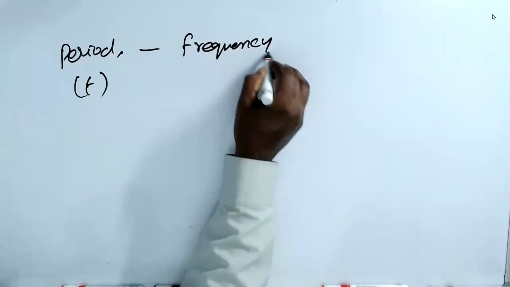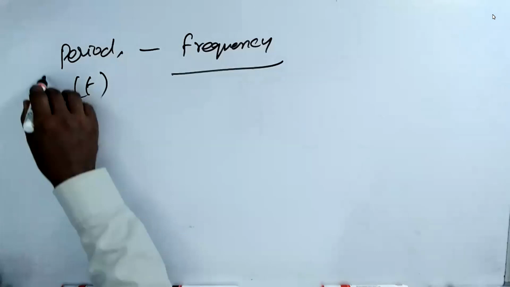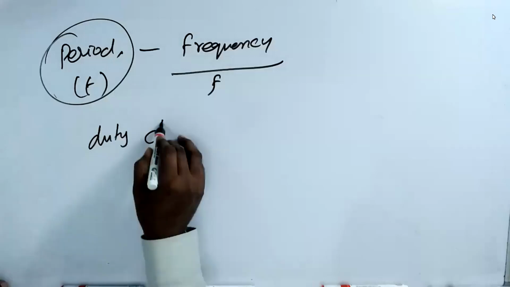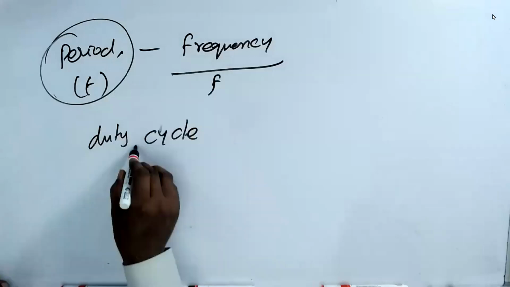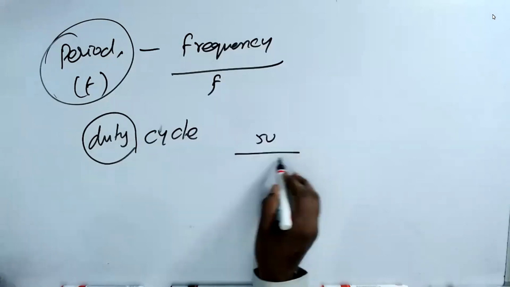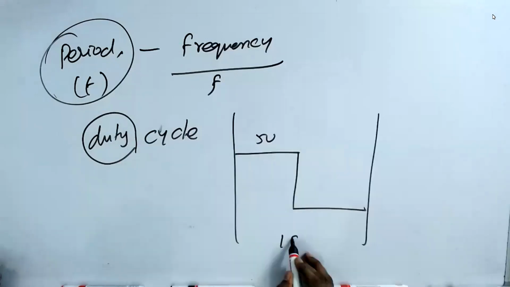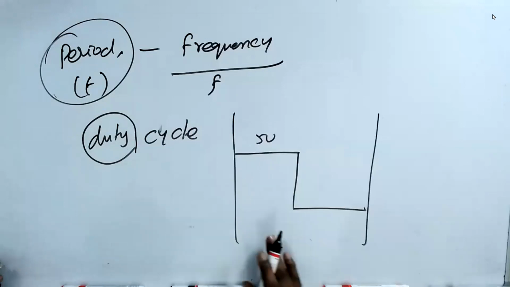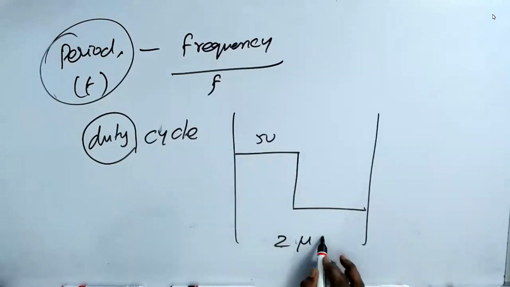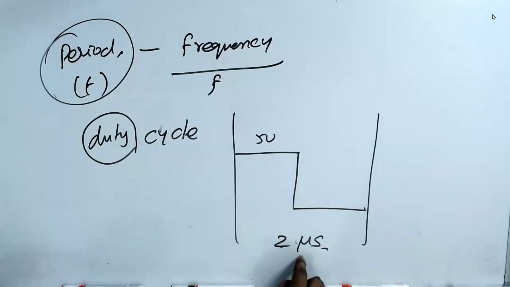Now you know T and F. The next one is duty cycle. As I told you, duty is the one which is going to be performed. When this is 5 volt, duty is going to be performed. The total period is, let us assume, 2 microsecond. This gives you the frequency. If I say the period is 2 microsecond, then you know the clock is 500 kilohertz.